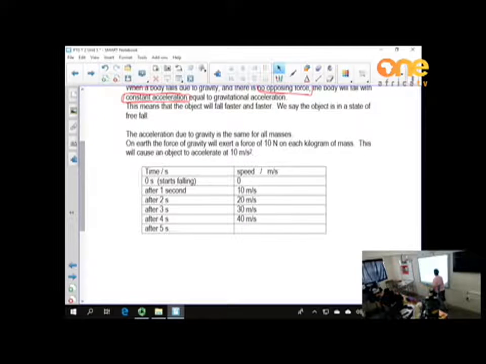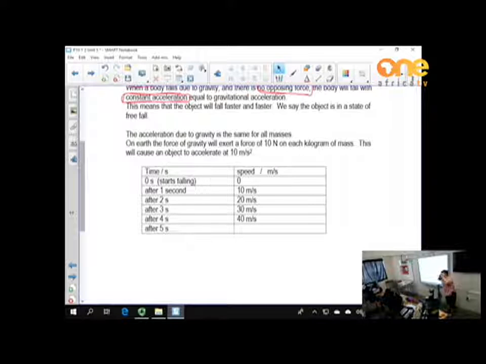The acceleration due to gravity is the same for all masses. If there was no air friction, and I took a feather and a lead sinker and dropped them, what would happen? They would fall at the same rate.